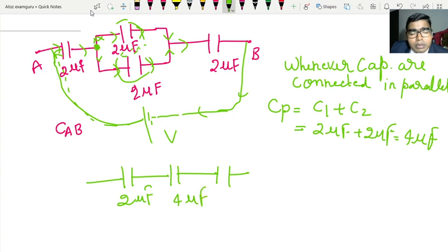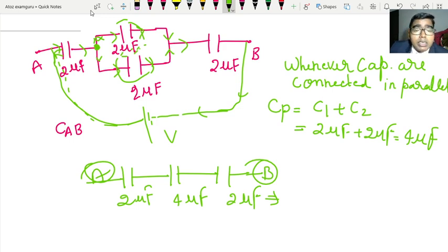Now this diagram will be reduced like this: 2 microfarad, 4 microfarad, and 2 microfarad, with points B and E. All these are in series, because if current enters from this side, it goes this way. There is no other alternative path to divert the current entering at node A, and that's why all these elements are connected in series.